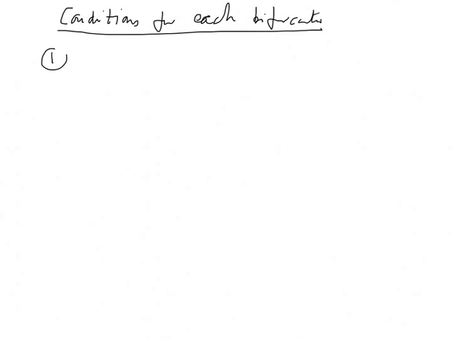Okay, so the last segment in this series on bifurcation theory is I want to give the conditions for each bifurcation and mention the variants that occur. So let's go through each one in turn. So first of all, the saddle node.